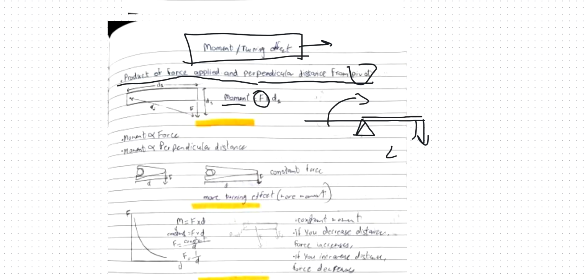And remember that this distance would always be the perpendicular distance. What do I mean by perpendicular distance? Perpendicular distance basically means that the distance would always be considered if the force is upwards or downwards. In this case, my distance is this right here, from the pivot to the force. You can see that the angle between the force and my distance is 90 degrees. So you'll always consider the perpendicular distance when you're dealing with moments.